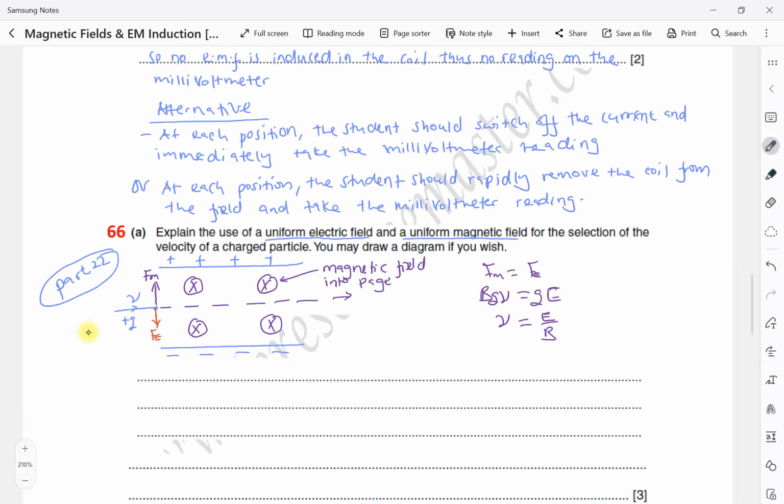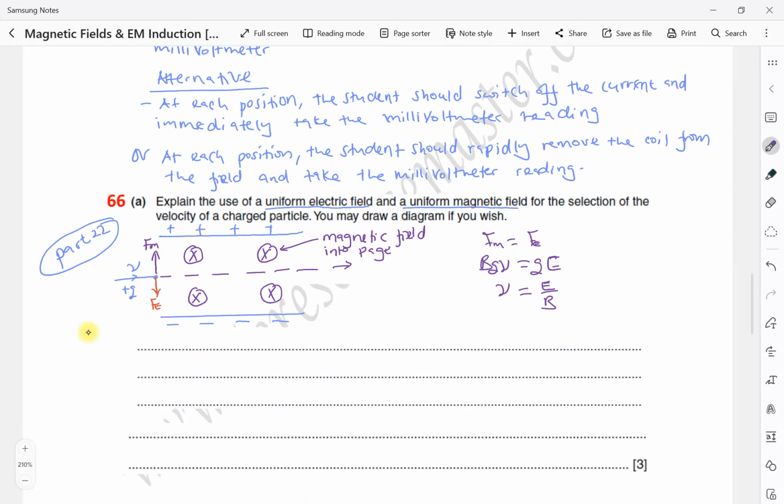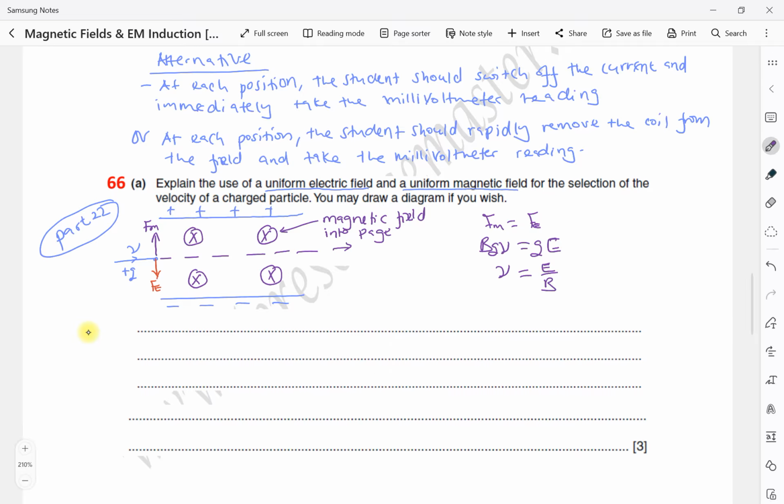Now by just doing this, I could have almost all the marks without even writing anything. But if I want to write, then I could say that the electric and magnetic fields are perpendicular to each other, as you have seen. The electric field is downwards, the magnetic field is into the page, so they are perpendicular to each other.